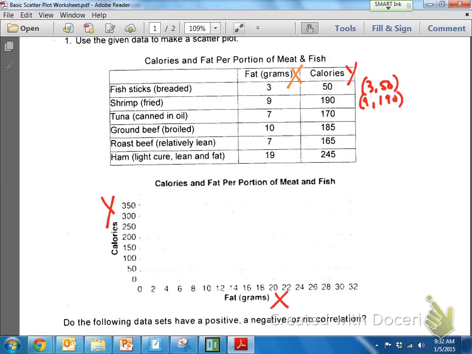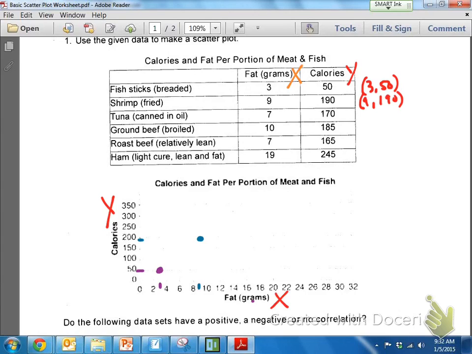So (3, 50). If I'm going to put that dot on there, 3 would be about here between 2 and 4, and 50 is right here. So my dot should go right here. Okay? Let's move to my next point. My next point is (9, 190), so 9 is here, and 190 would be just under 200, so right about there. Again, it's not super exact because we have the table, but this picture will give us a rough idea of what the correlation will be.